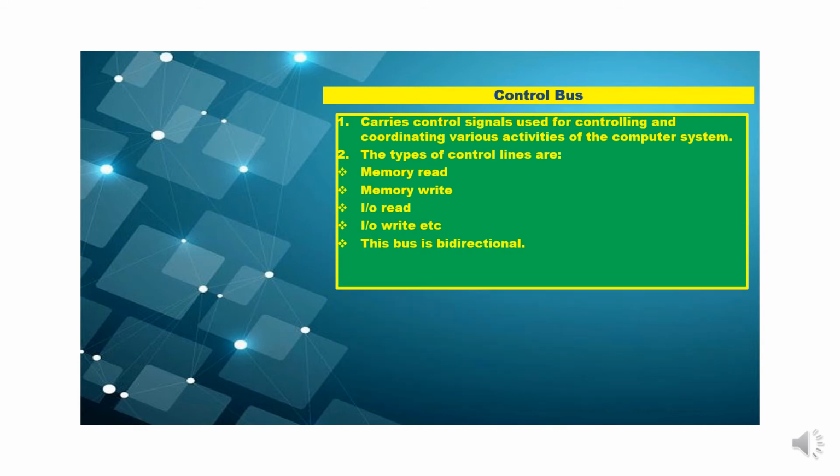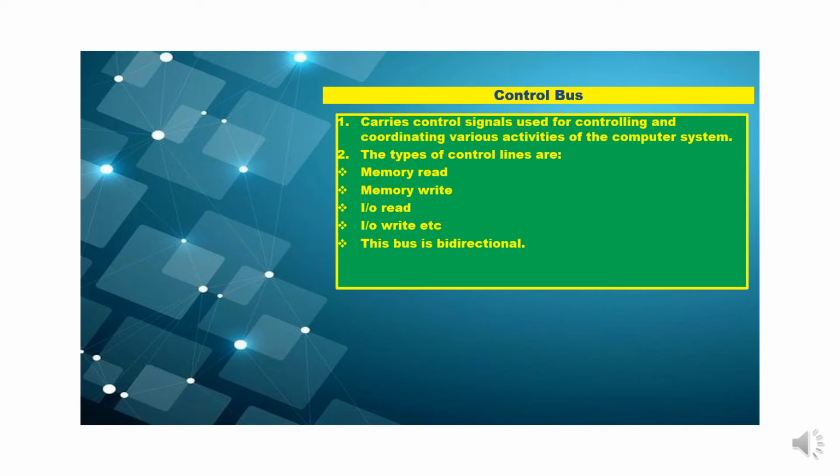Coming to the next bus, that is control bus. Now what does the control bus do? It carries control signals used for controlling and coordinating various activities of the computer system. There will be various activities of the computer system. When you need to control these, you need some control signals. So that task is performed by the control bus.